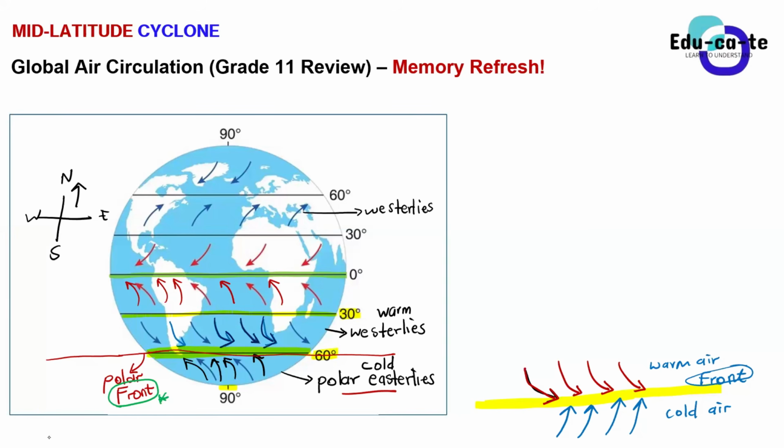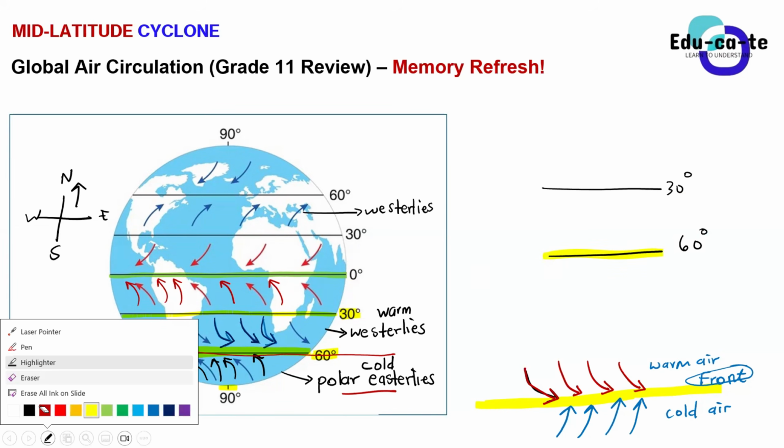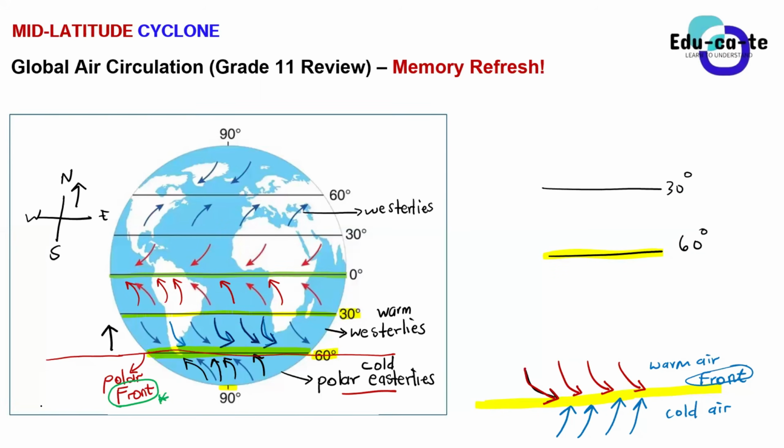So when it is mature, it will start moving northwards, or it will start going up towards the north. All right, so let's just say this is your 30 degrees line of latitude. This is your 60 degrees line of latitude. The mid-latitude cyclone forms here at the polar front at the 60 degrees line of latitude. But during its mature stage, what does it do? It actually migrates, or it moves upwards. It moves northwards, towards the north.